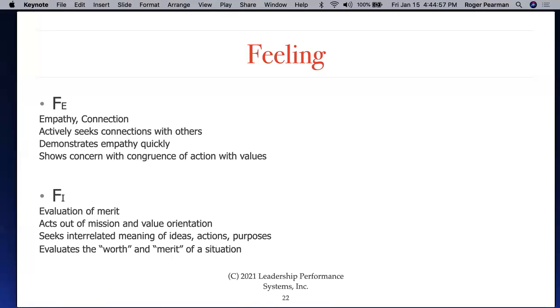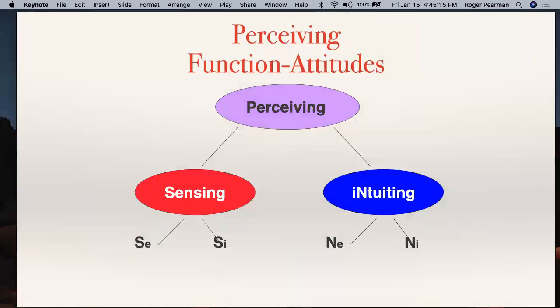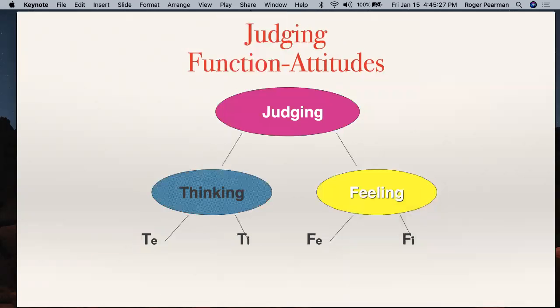Feeling shows up in the external world by the ways in which we connect with others and seek to understand their experience that enriches, of course, ours. And feeling shows up in the inner world by evaluating the merit of circumstances and how, in fact, that merit fits with our sense of what's right. When we begin to organize these, we see that perceiving can be organized around sensing and intuiting in extroverted and introverted ways, and judging is organized around thinking and feeling in an extroverted and introverted way.